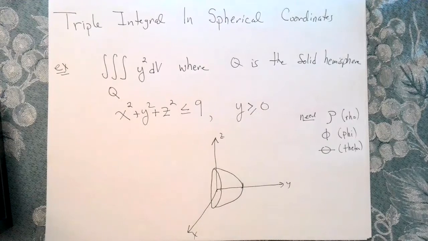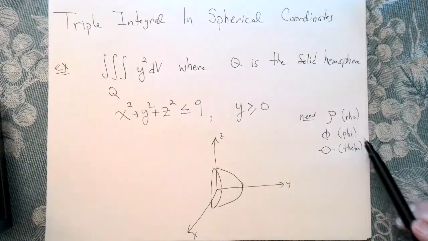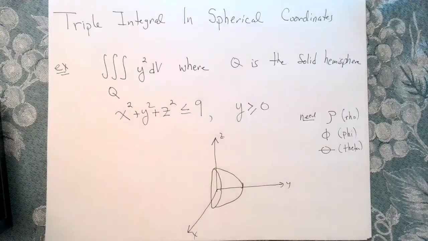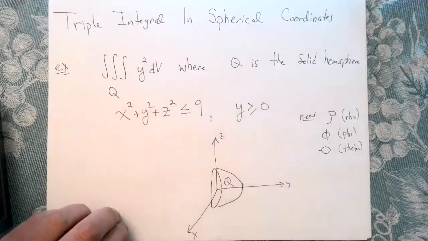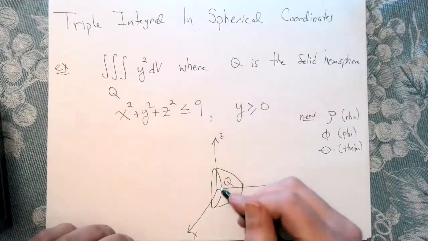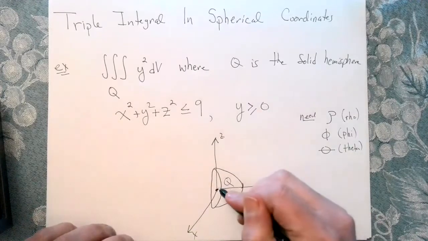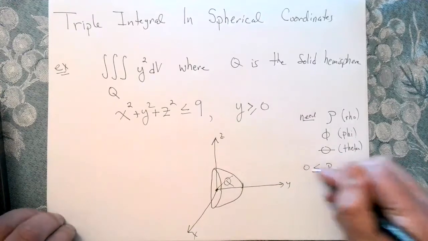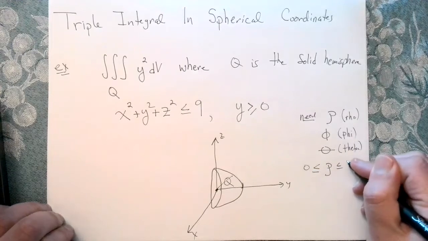So the first thing that we want to do is describe rho, phi, and theta relative to our picture and our solid. So this is the solid Q. And let's see here. So rho is going to go from 0 to 3. So rho goes from 0 to a maximum value of 3.